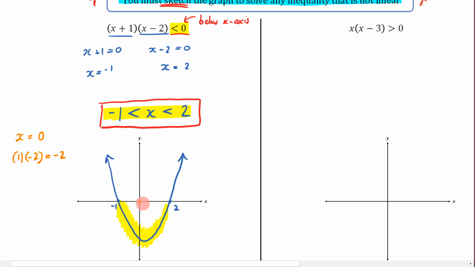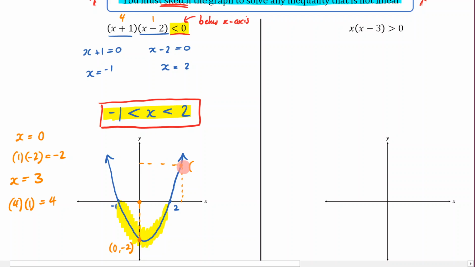So do you see, when I put in a number between these values here, what I got out was a negative. So when I put 0 in, I got a negative out. And you could keep on doing this. Any number between negative 1 and 2 will give you negatives out. But as soon as I go outside of these bounds, so let's say I put in a number greater than 2. So let's put in 3. If I let x equal 3, what would I get out? Well, if I put 3 into this, I'm going to get 3 plus 1 is 4. If I put 3 into this, I'm going to get 3 minus 2 is 1. So that means I would get 4 times 1, and guess what? That's equal to 4.